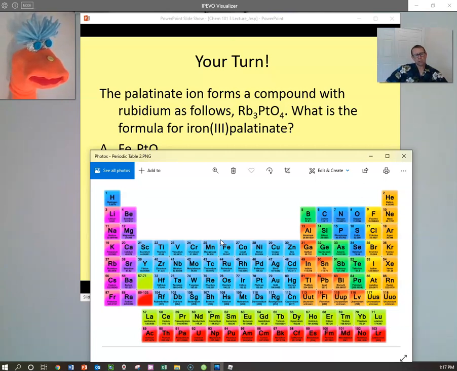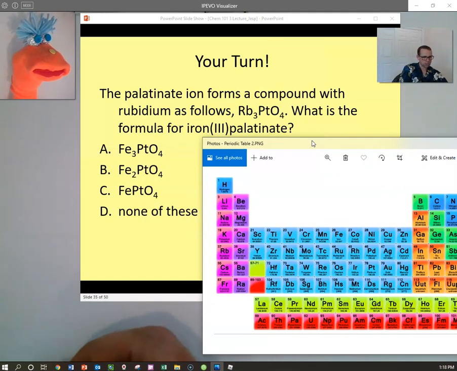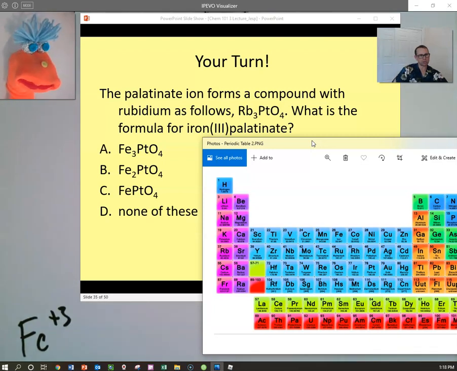So, when we combine iron with our unknown polyatomic ion, we need some information about the kind of iron that we have here. That 3 is not telling us that there's 3 platinates. It's telling us that there's a +3 charge on the ions in this iron 3 platinate. So that 3 is telling us that it's iron 3, or iron with a +3 charge. The iron in the platinate has a +3 charge.